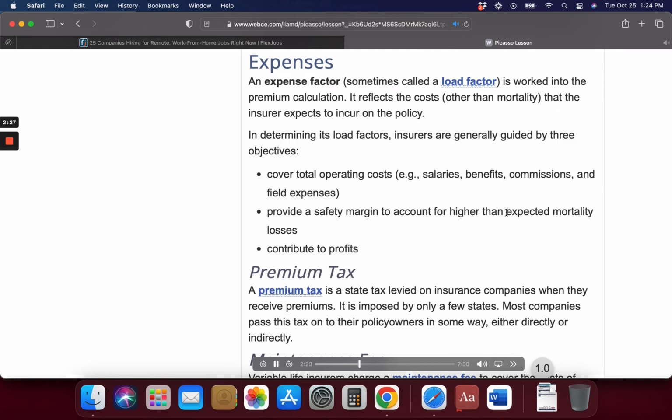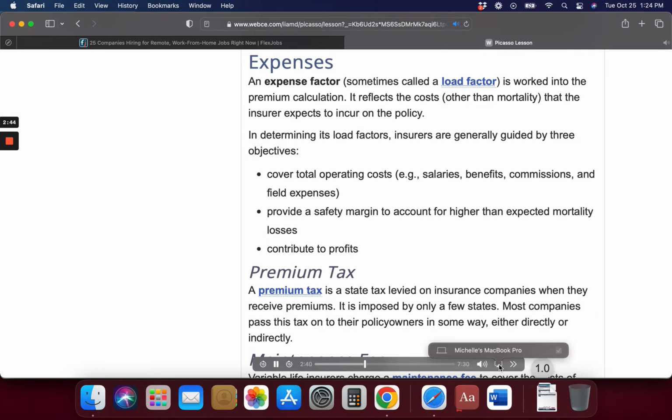Cover total operating costs, for example, salaries, benefits, commissions, and field expenses. Provide a safety margin to account for higher than expected mortality losses. Contribute to profits.